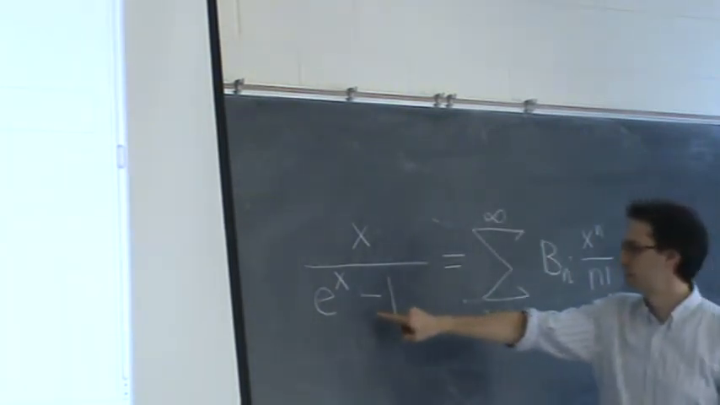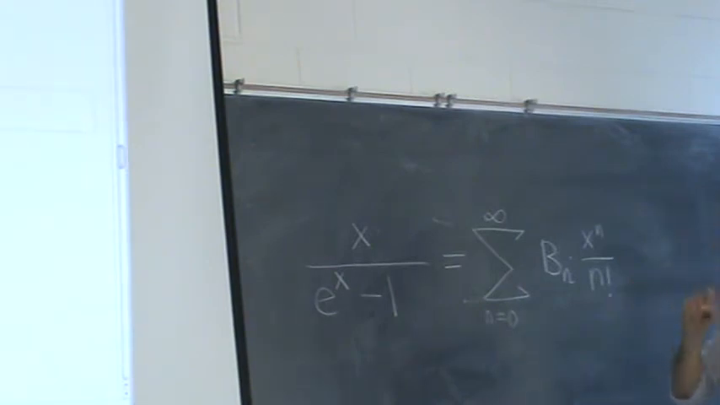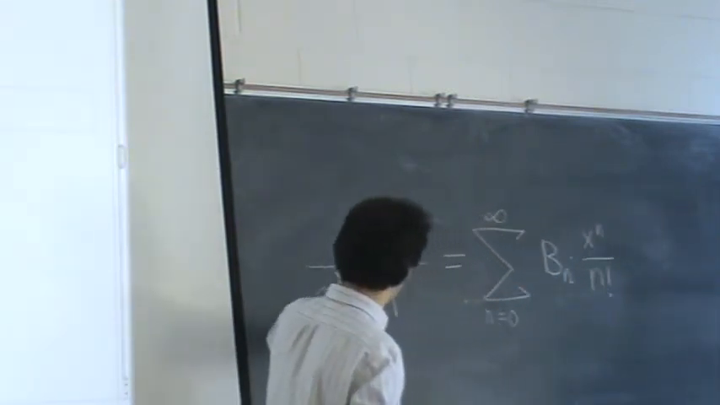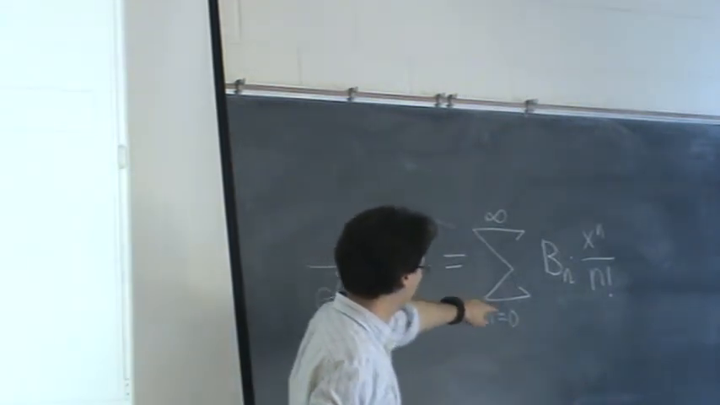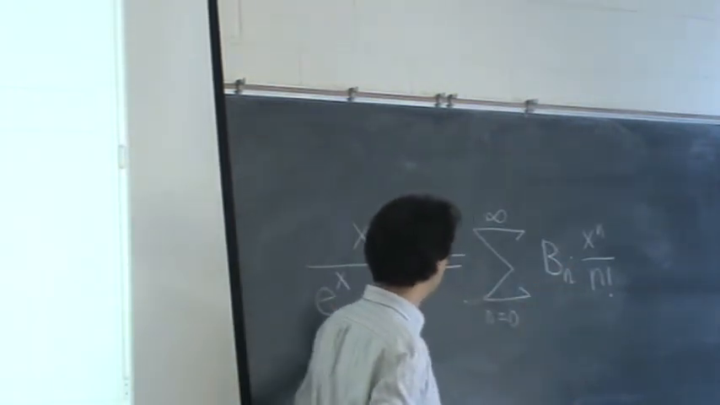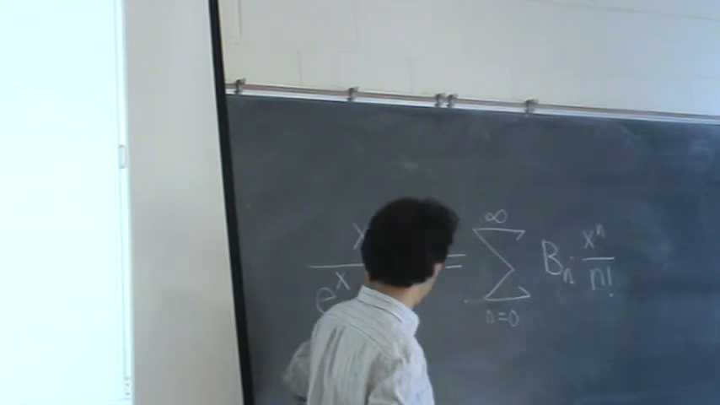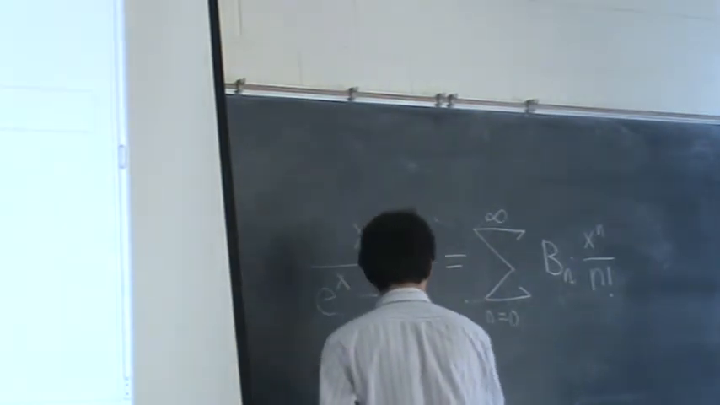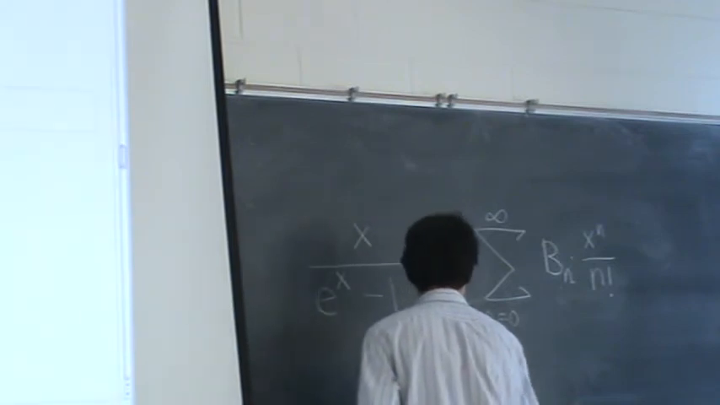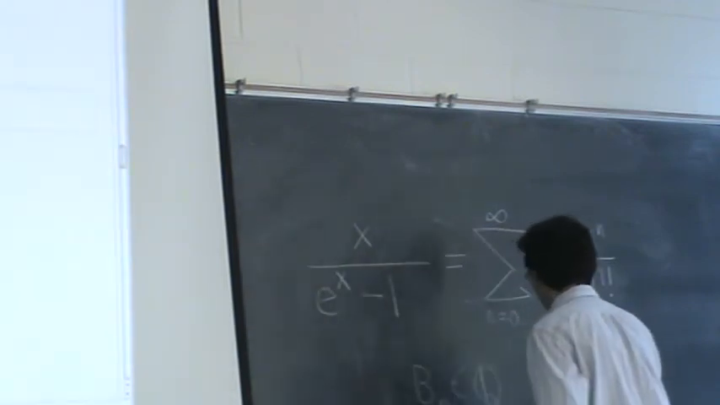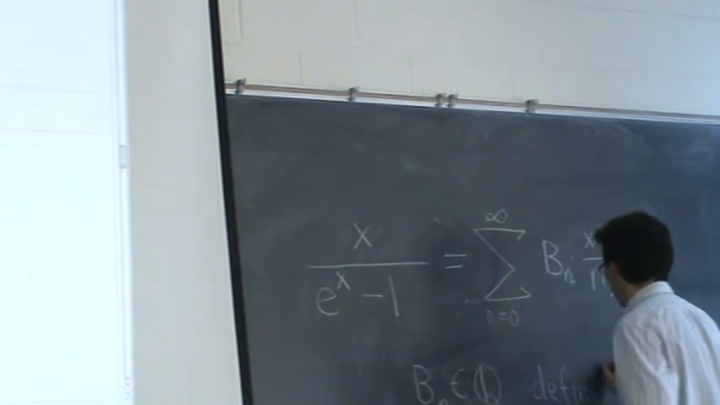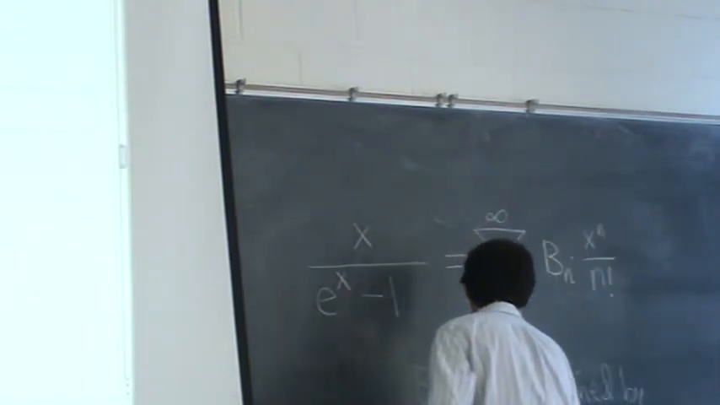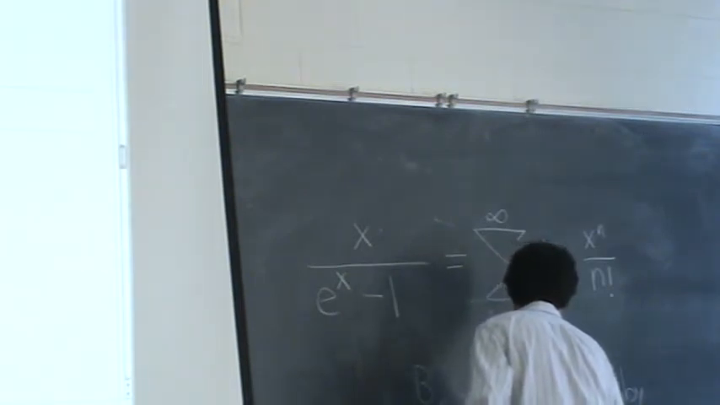e to the x minus 1 doesn't have a pole at 0. It has a zero of order 1, so you don't need any negative terms here. So this equality defines a sequence b_n of rational numbers, and they're, again, defined by the above formula.